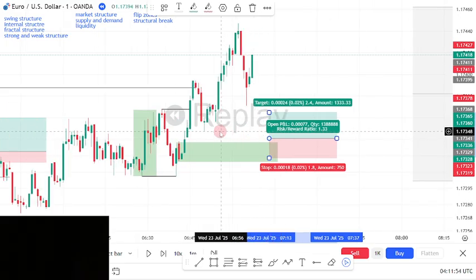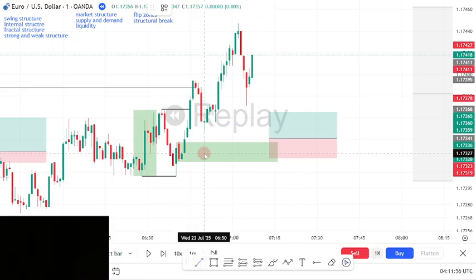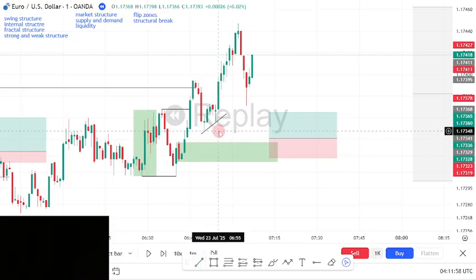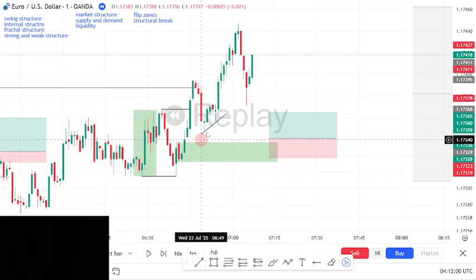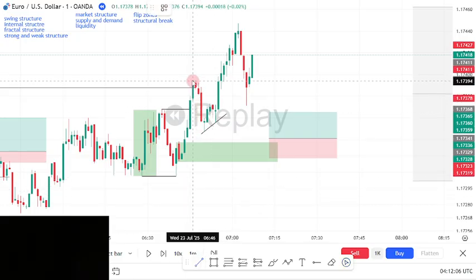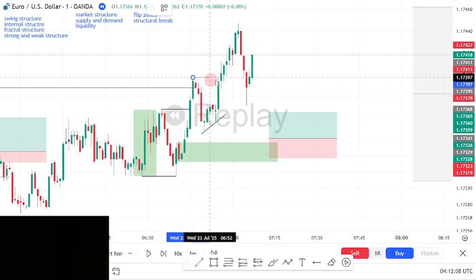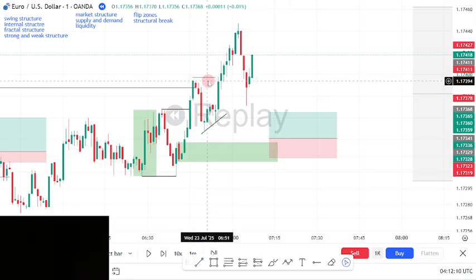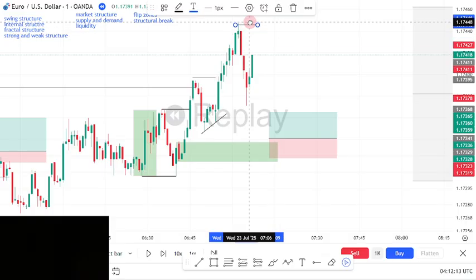Now, can this be inducing buyers into the move early? So yes, because we have this sell side liquidity which led to a break of structure. So in a way, it is a valid demand region, because it led to the break of the structure, but it is not a swing structure.